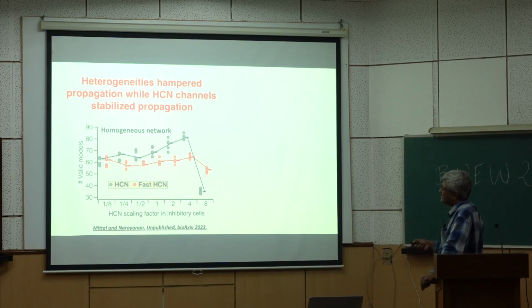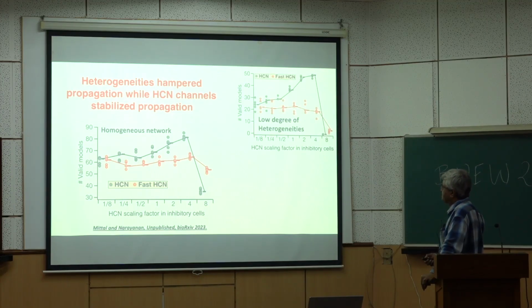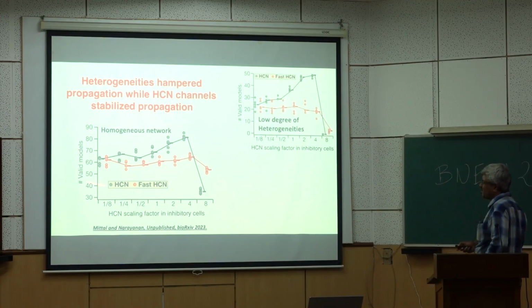And you see that with fast Hessian channel, there is no impact on the number of models that are giving you this patterned firing. But with the actual Hessian channels, as you increase the Hessian channel density, there is an increase in the number of models that give you this patterned firing. Again, emphasizing the impact of that. At this stage, the excitability of the cell has become so low that you won't be able to fire, but within reasonable limits, you have that increase. So, this is for a homogeneous network.